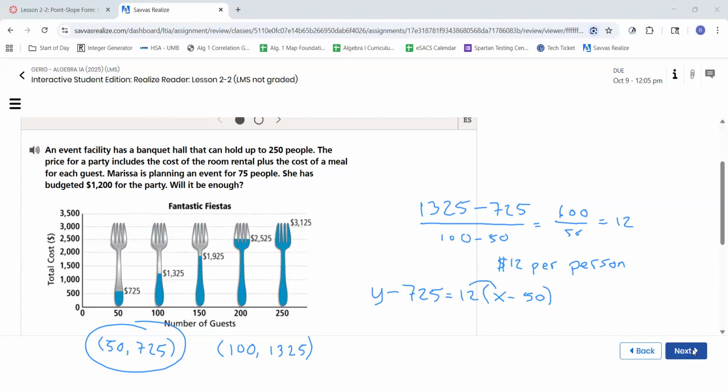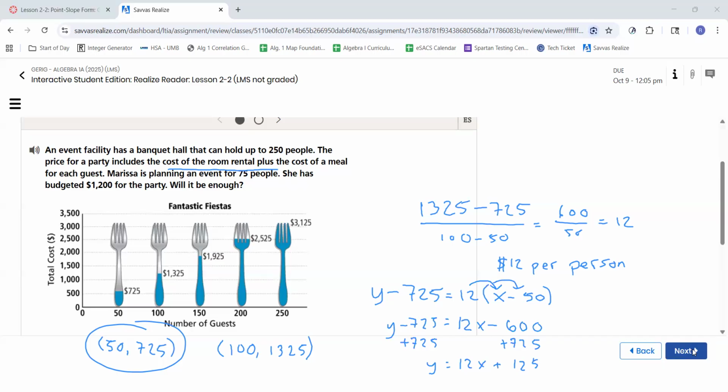So what I'm going to do is transform this by distributing 12x, 12 times negative 50 is negative 600. Add 725. And I get y equals 12x plus 125. Now, what does this stuff mean? Well, it's $12 per person plus $125. What's that $125 for? That's the room rental, right? It says the cost of the room rental plus the cost of a meal. So it's $12 for a meal per person.